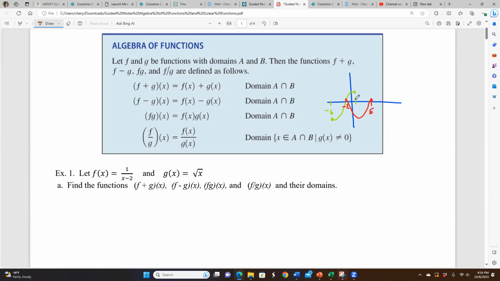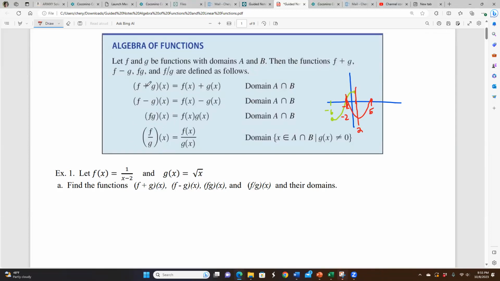Only where they overlap will be where the domain exists if we're adding them together. So it looks like this green and red function only overlap from like -2 to +2. So that would be the domain for these. And that may come into play as we look at some of the functions we have down here. Let's look at example 1, and we'll add, subtract, multiply, and divide our functions.